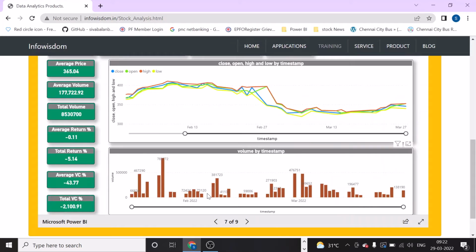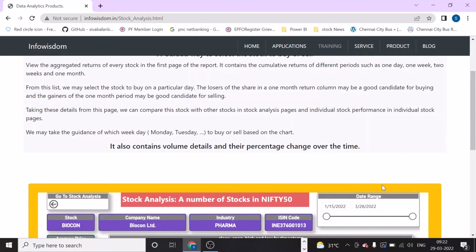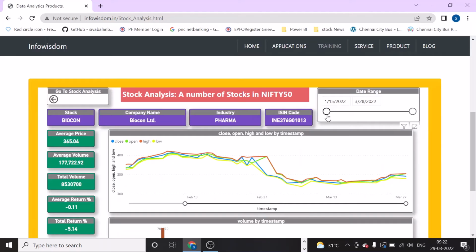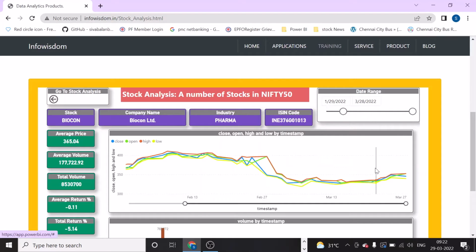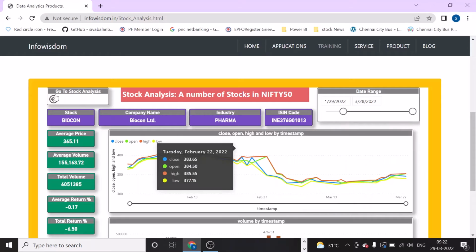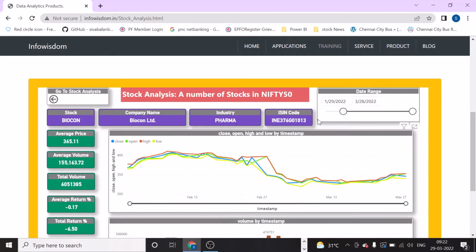Here you can see the performance of Biocon. This is the date limit, that is January 15th 2022 to March 28th, up to today. You can select the range of the date here. If you are interested in some other date, you can also use it here, 29 instead of 15, 29 January. Then all the values will be changed based on your selection of the date.